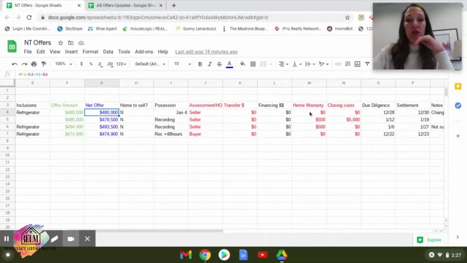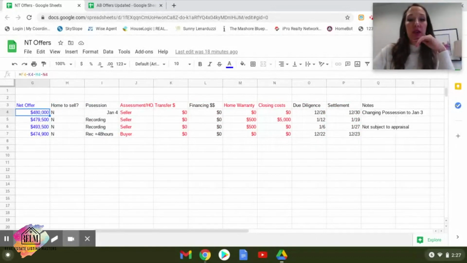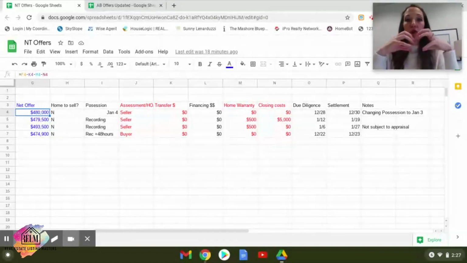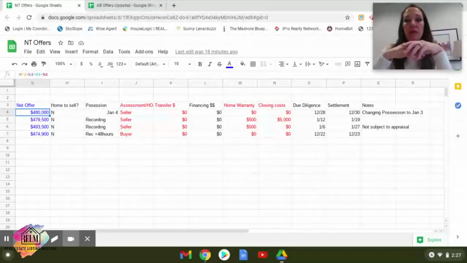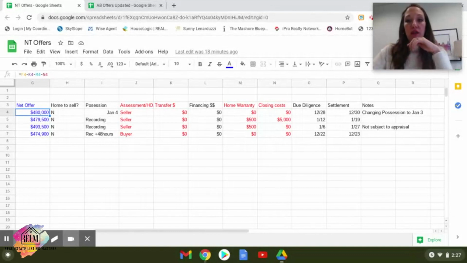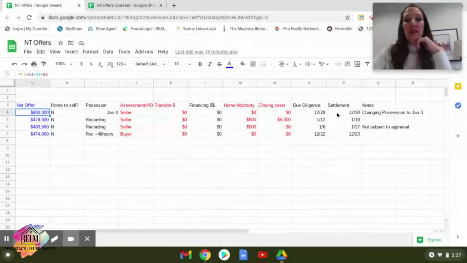We've already talked about the home warranty and the closing costs, and then I also put any pertinent dates out here. When is the due diligence deadline? That's the deadline to do all of the inspections and to get earnest money back. In our market, that's a critical time frame, and so a shorter due diligence time period is awesome. Settlement deadline: when are they willing to close the transaction?